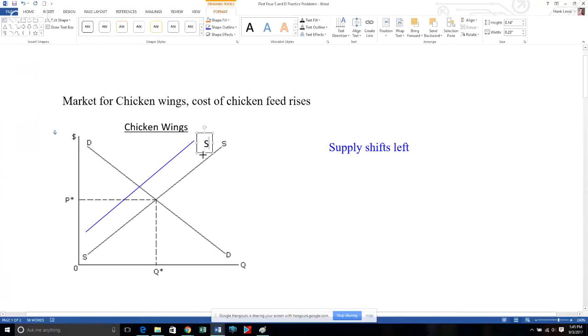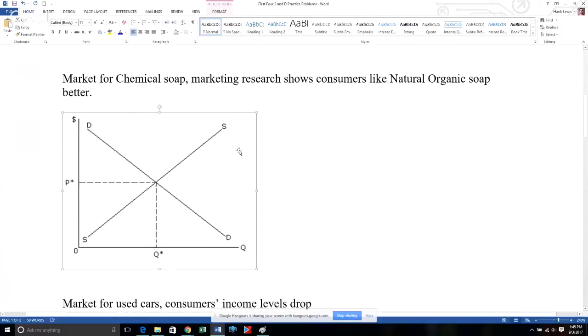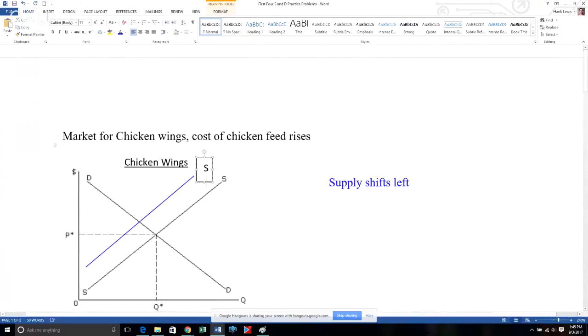Y'all are saying I can't see it. Don't worry, I'll get that there. Just be patient, y'all. Rome wasn't built in a day, you know, that kind of thing. So S prime. I only want one prime. Why am I getting two primes? Is that Optimus Prime?